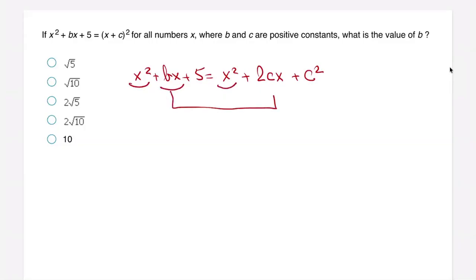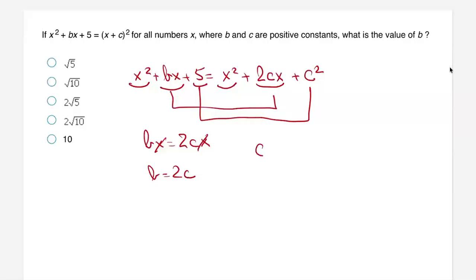This is related to this. This is related to this. So bx is equal to cx, so b is equal to c. And this is related to this, so c squared is equal to 5. C is equal to plus or minus square root of 5.